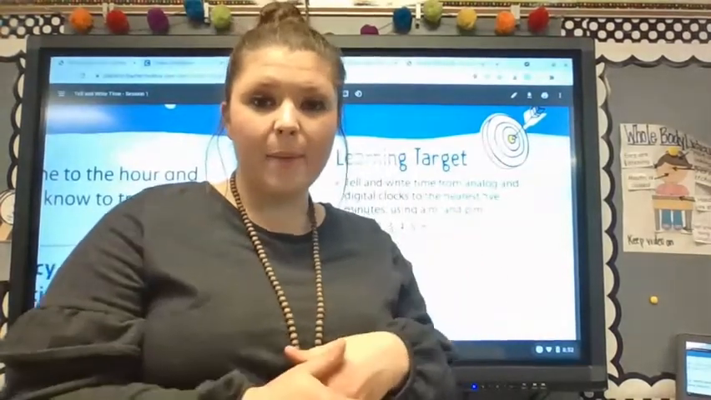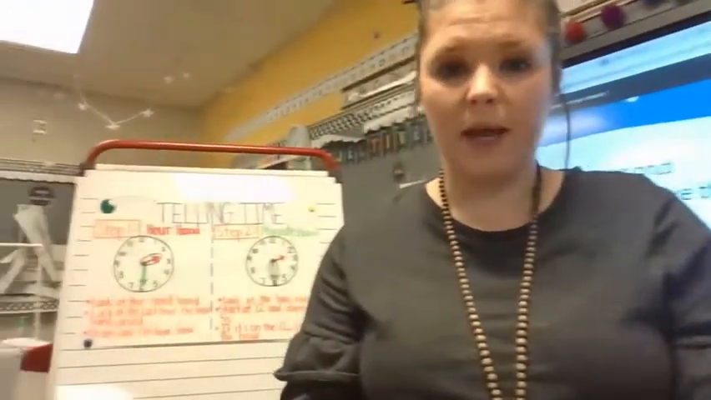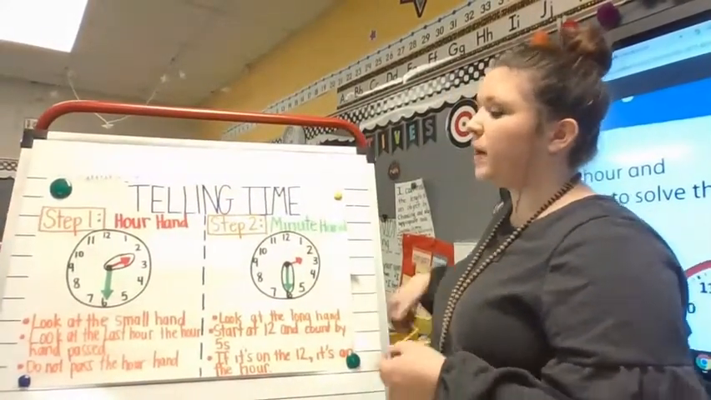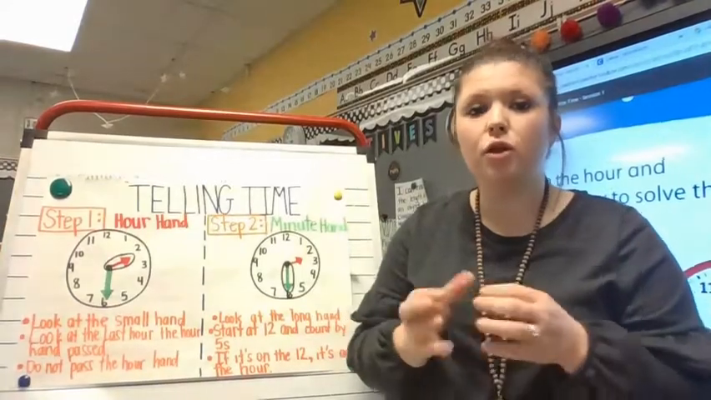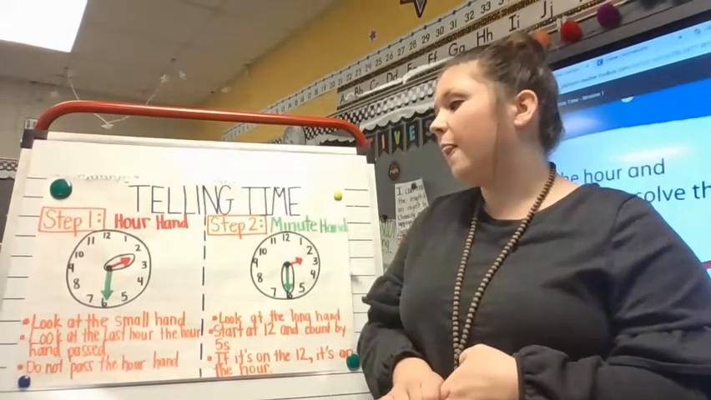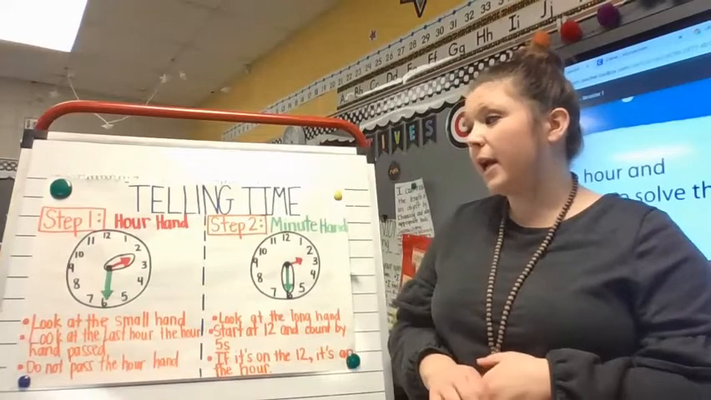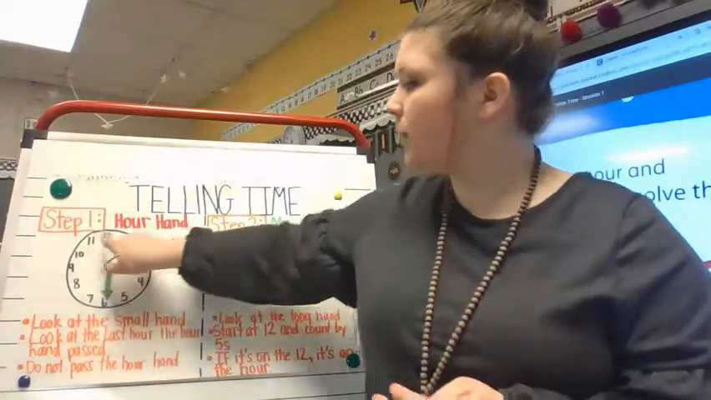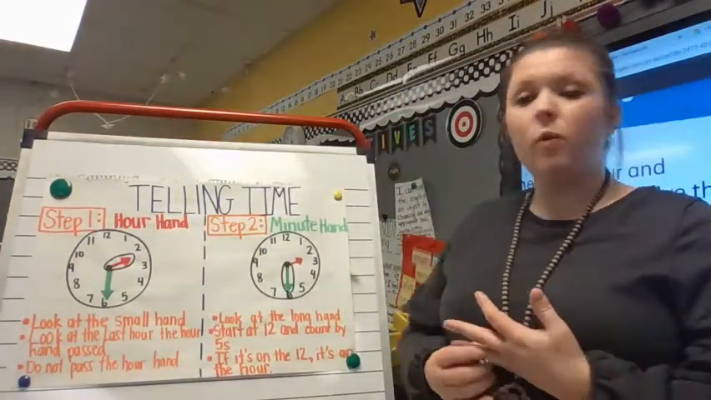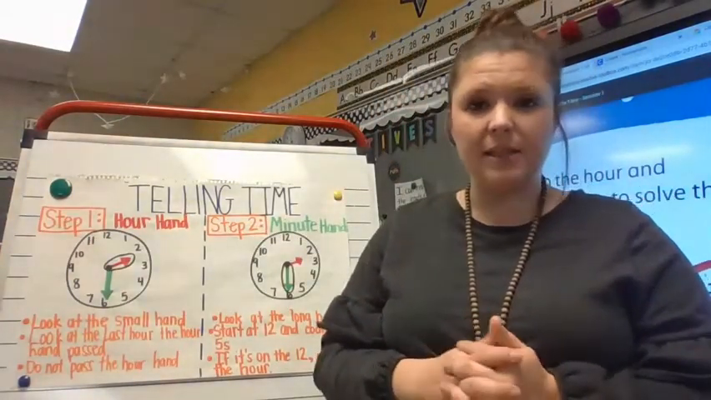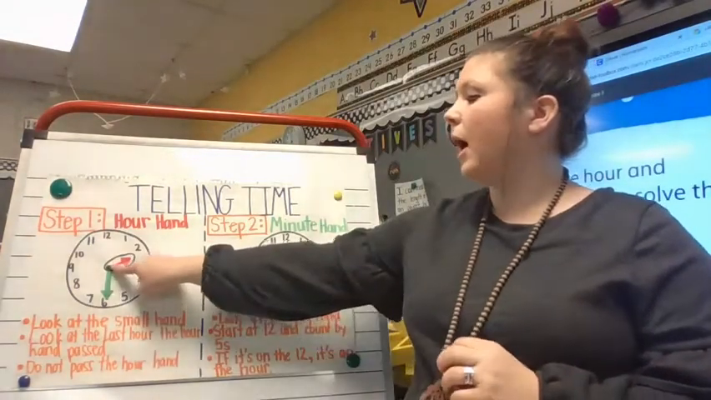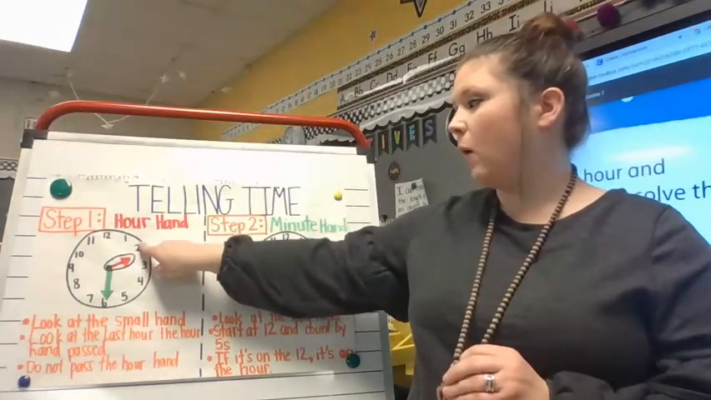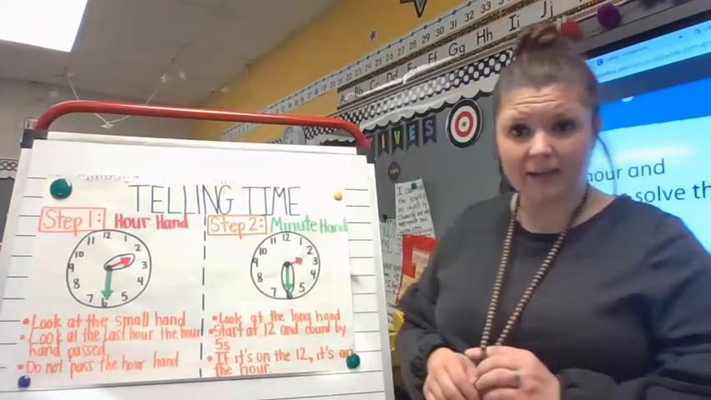We'll look more at AM and PM in just a minute, but let's go ahead real quick and look at how we tell time. The first step is to look at our hour hand, which is our shorter hand. We look at the last hour that the hour hand has passed. When we're telling time with the hour, we use the large numbers on the clock. We do not pass the hour hand to tell the time. Here, our hour hand just passed the 2. So we will look at that hour 2 that our hand just passed.